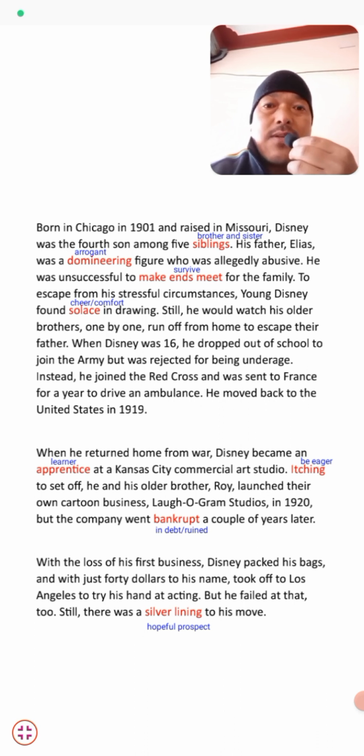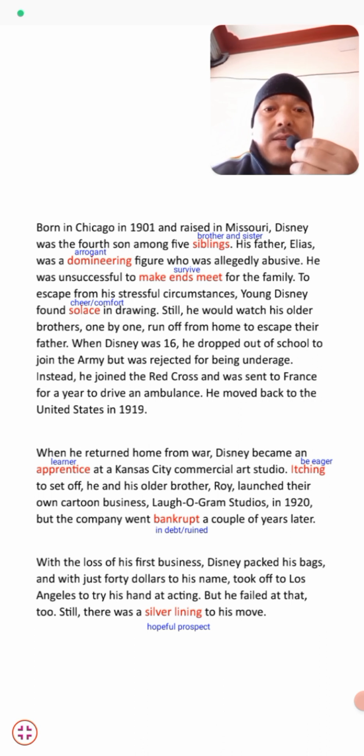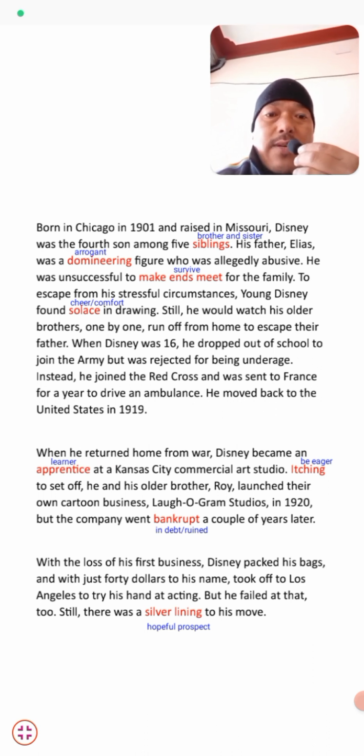So this is a bit about his initial life and how he started. He dropped out of school, decided to join the army but was just 16 years old, then started driving an ambulance, and then went to the United States in 1919. When he returned home from war, Disney became an apprentice at a Kansas City commercial art studio.